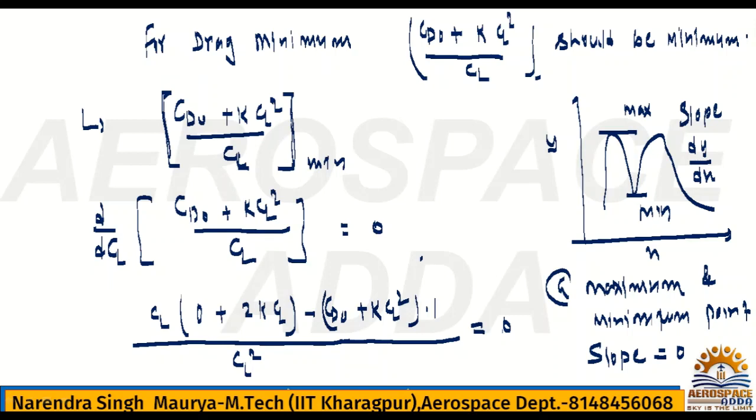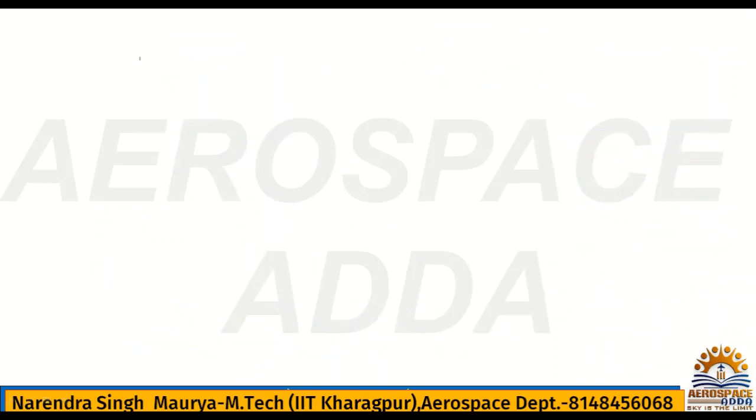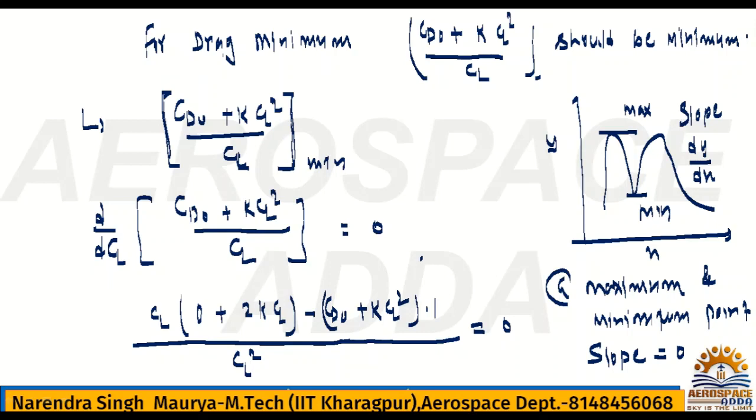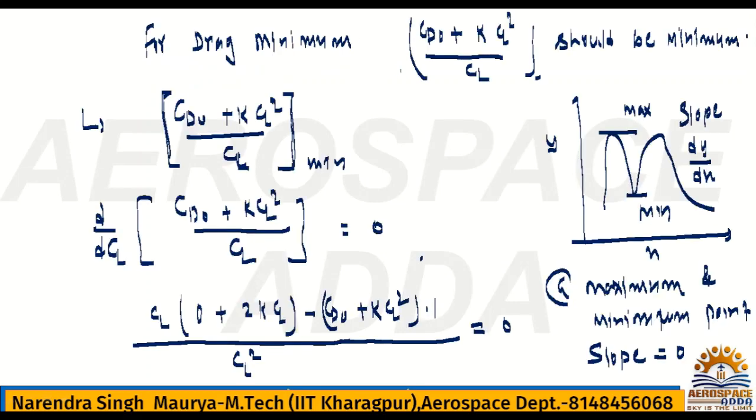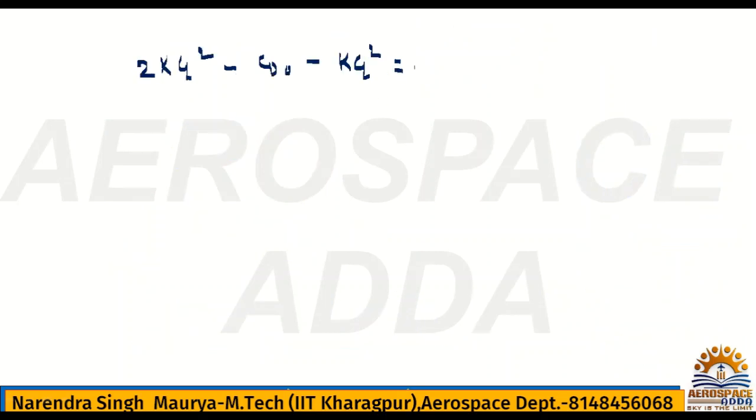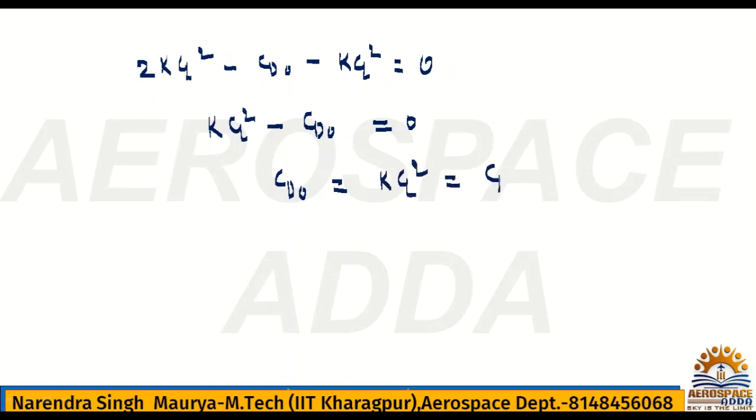Yes or no? If you solve, then what you will get? You will get 2KCL square in the first bracket, minus CD naught minus KCL square, equal to, by cross multiplication, the denominator will be 0 now. I mean it will go and multiply with 0, so it will be 0. Right? What you got? 2KCL square minus KCL square, it is nothing but KCL square minus CD naught is equal to 0. What you got? You can say CD naught is equal to KCL square. What is the KCL square? It is CDI. What is the CD naught?